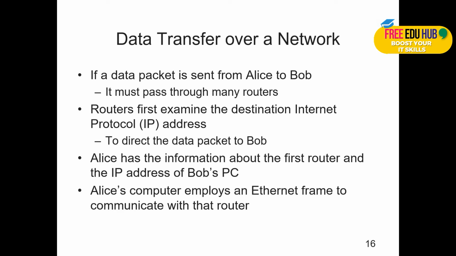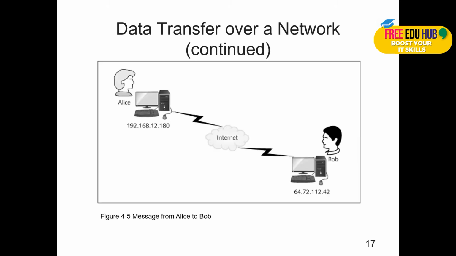So it knows that once the traffic leaves my computer, that's the first hop, and then they know the address of Bob's PC. Alice's computer employs the Ethernet frame to communicate with that router. So it would encapsulate the traffic. Alice is sending traffic from her computer through the internet to Bob's computer. As you can see, the IP addresses are different for Alice and Bob.